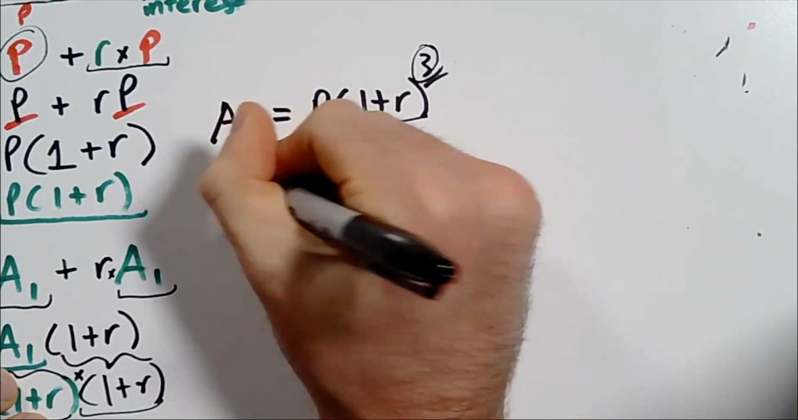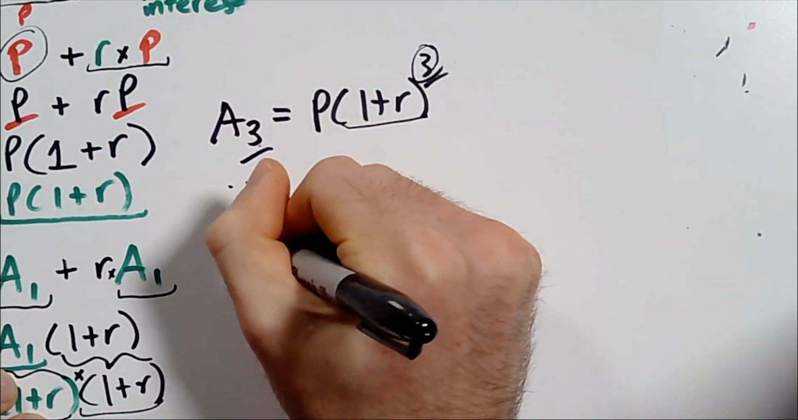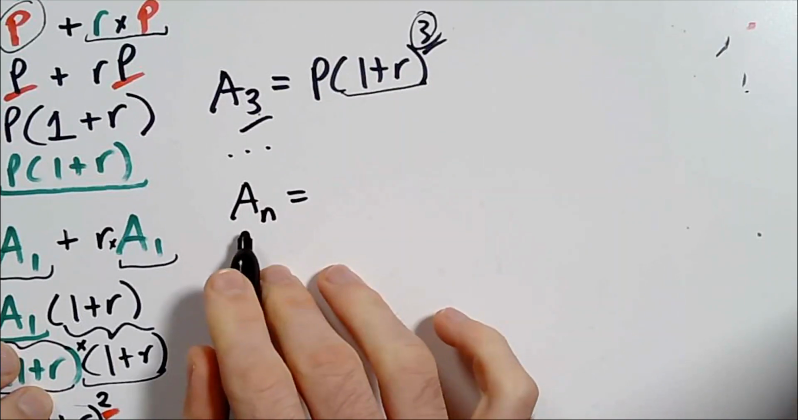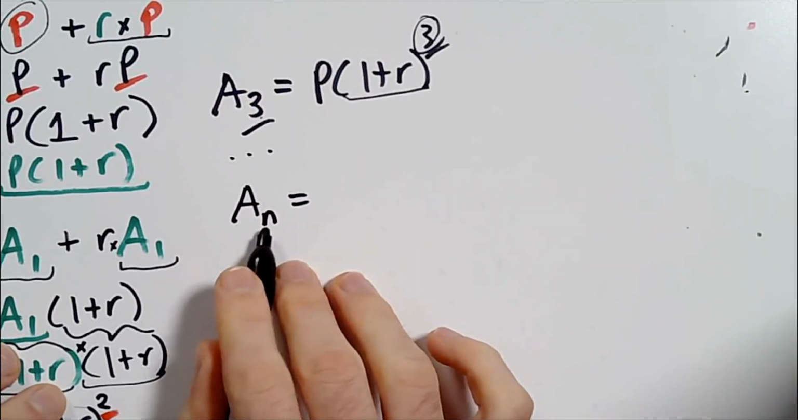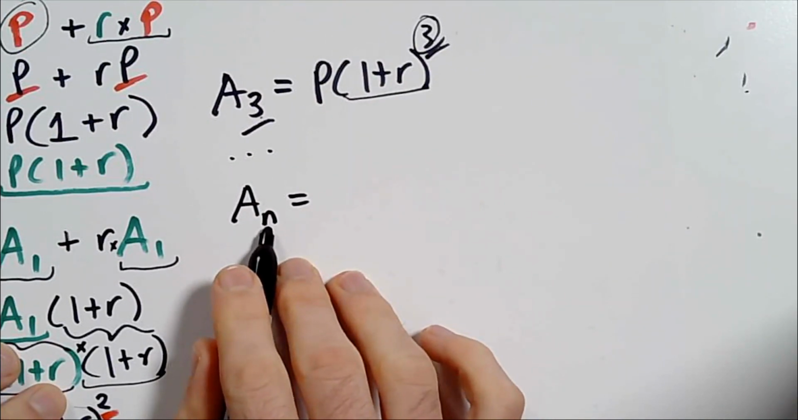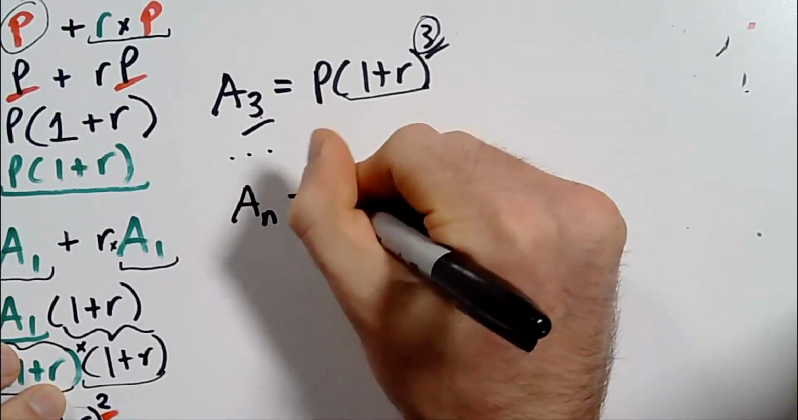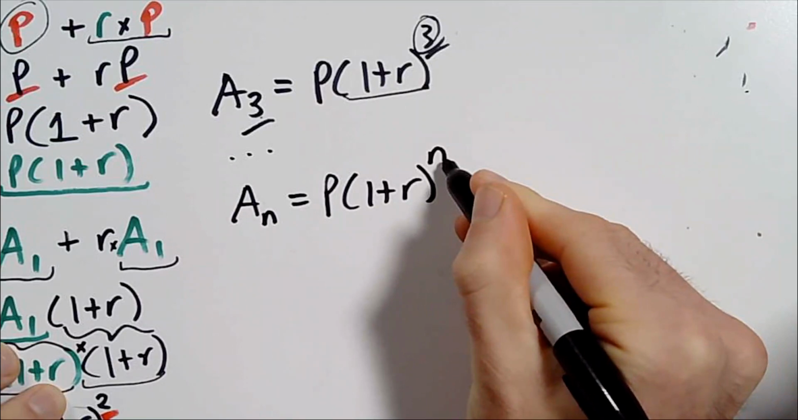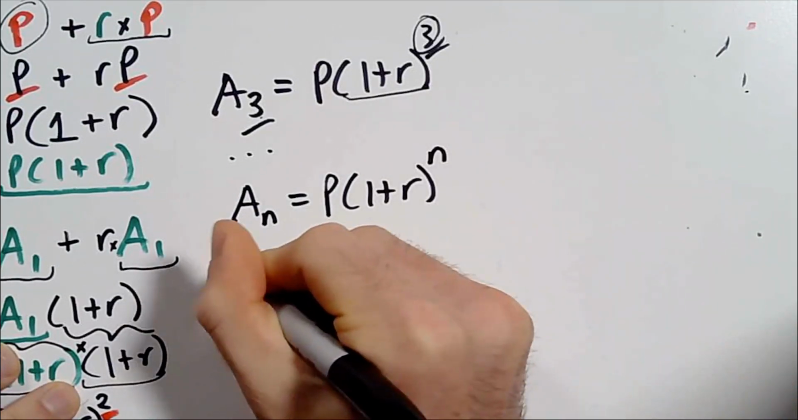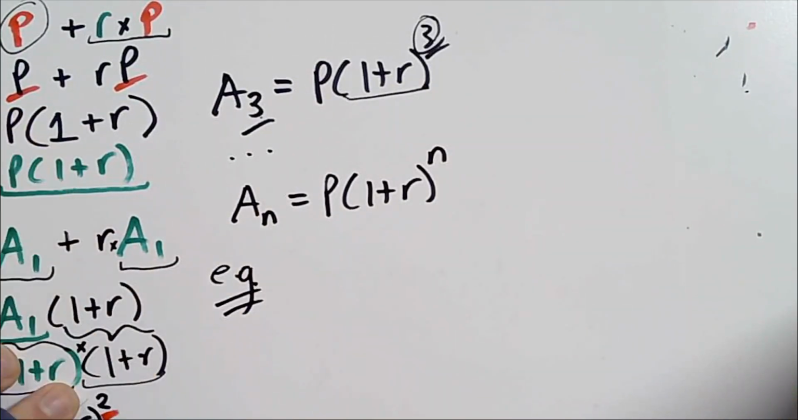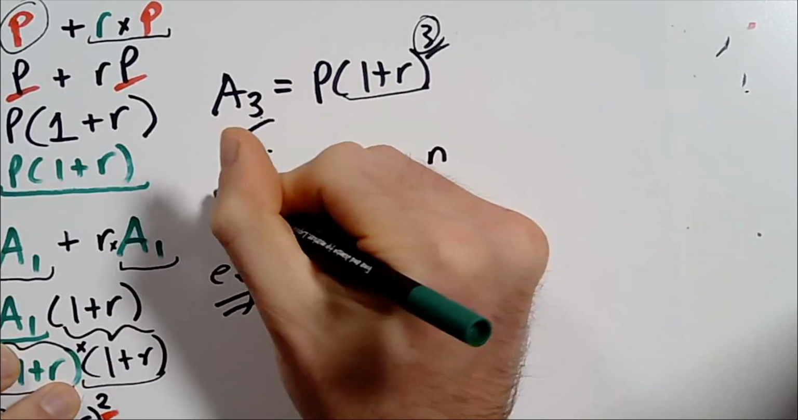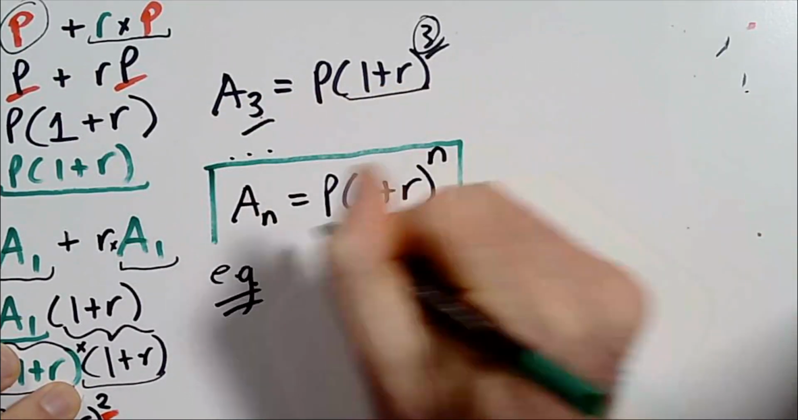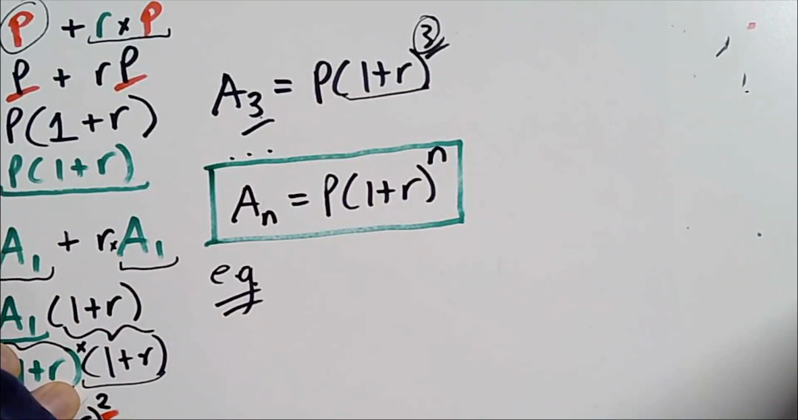So we can now get a general rule. We can say that the amount owing at the end of any particular year, represented by N, say I want the 5th year, it would be A5, equals P bracket 1 plus R to the power of that same number, N. So, by the way, that is the formula. We got there. That is the compound interest formula. That's how you derive it.